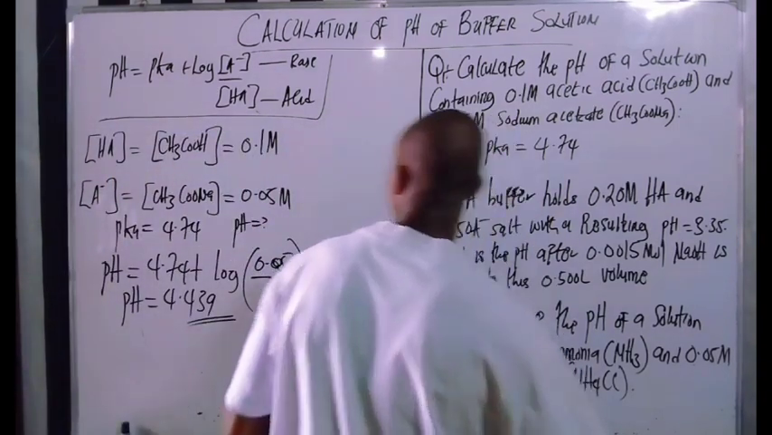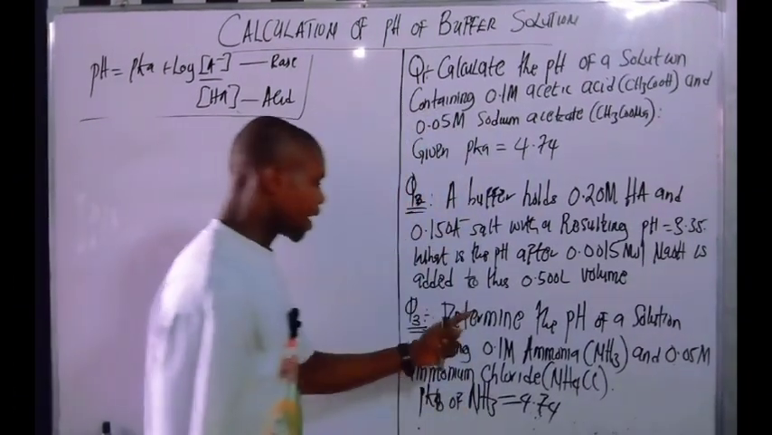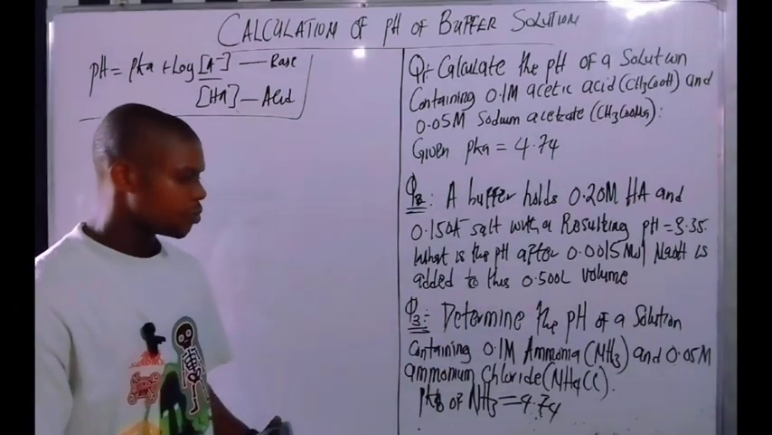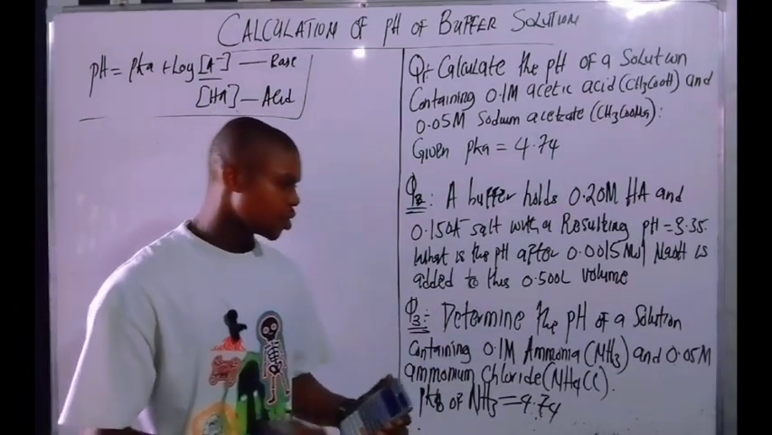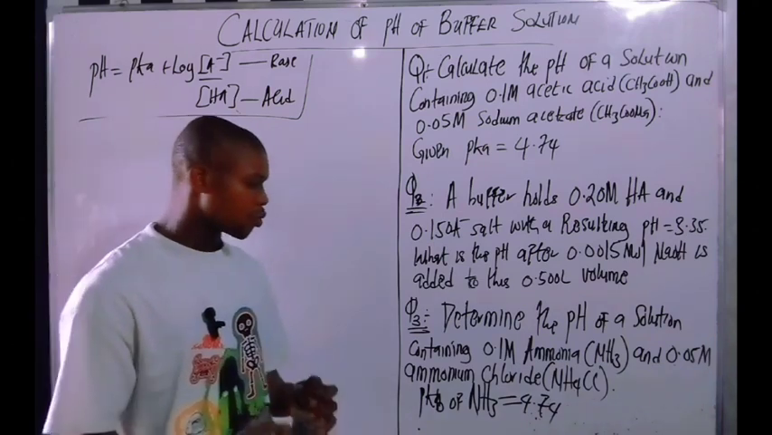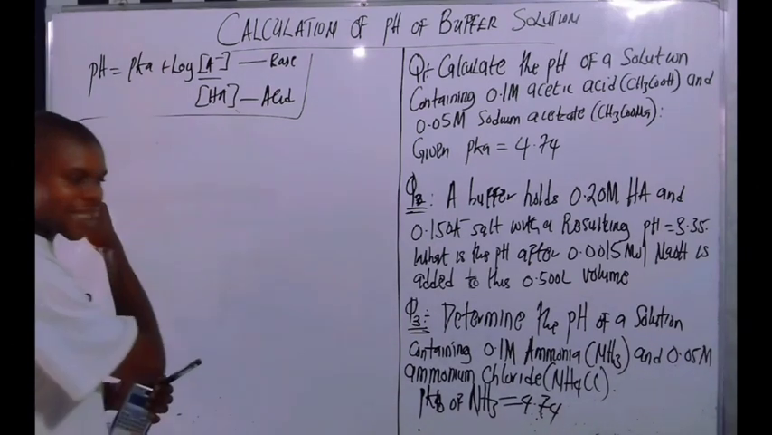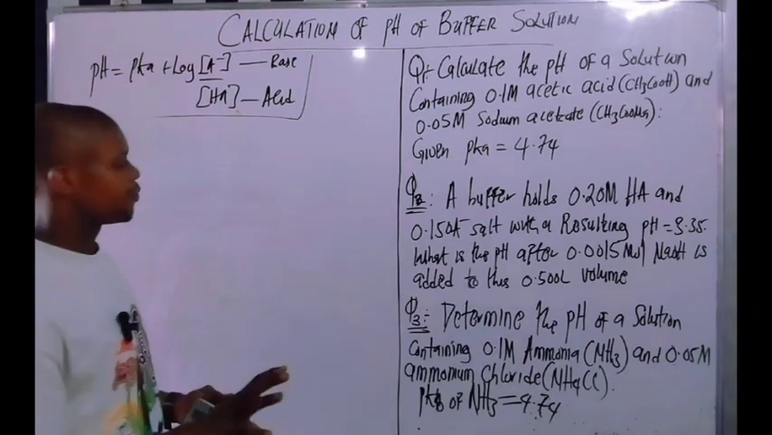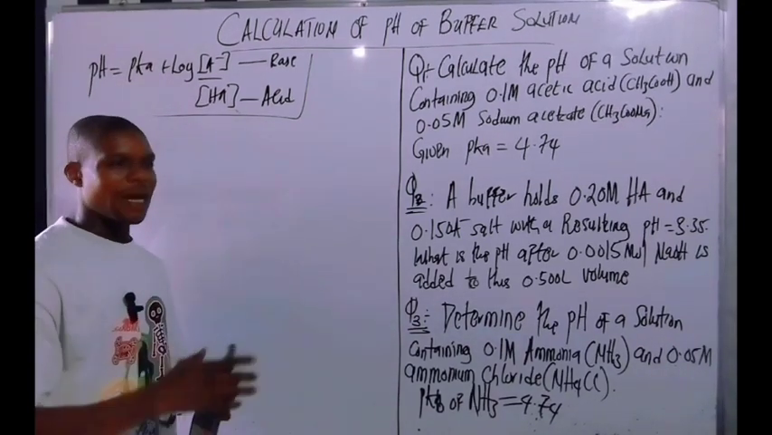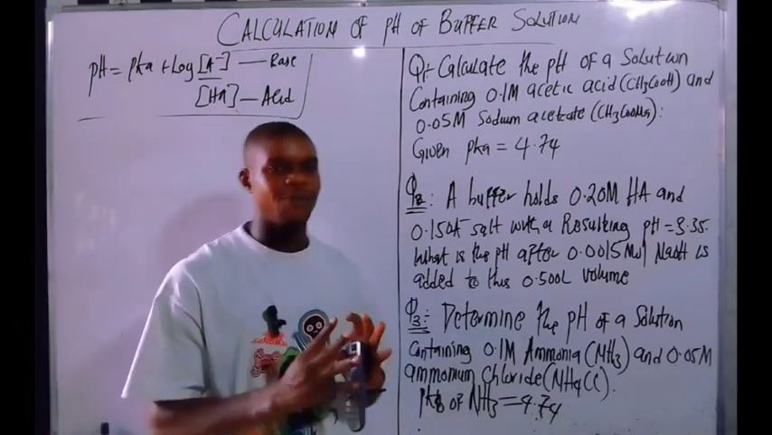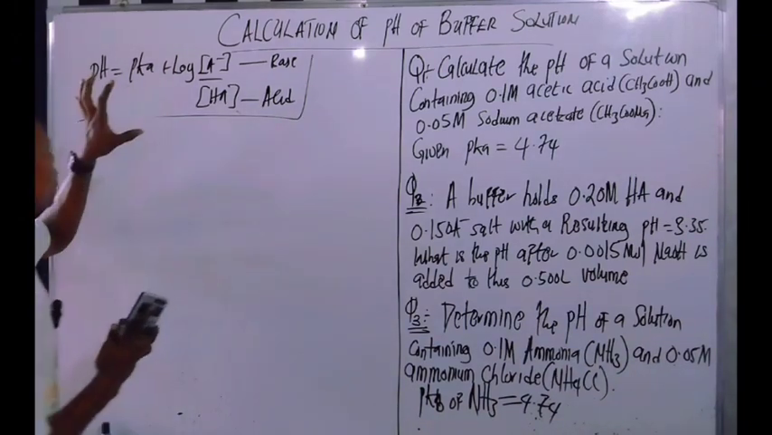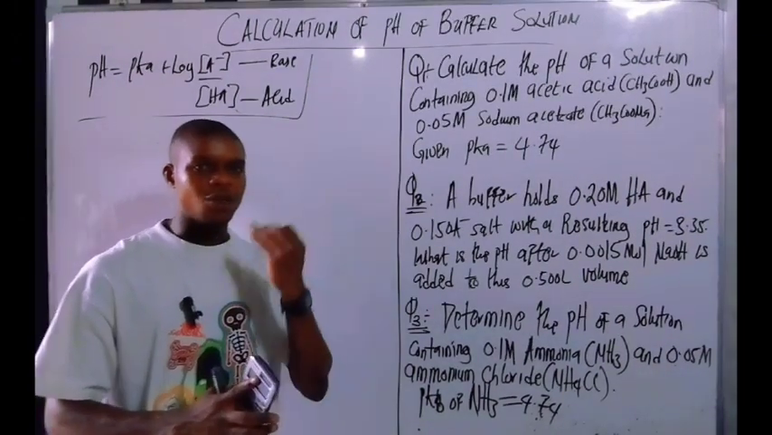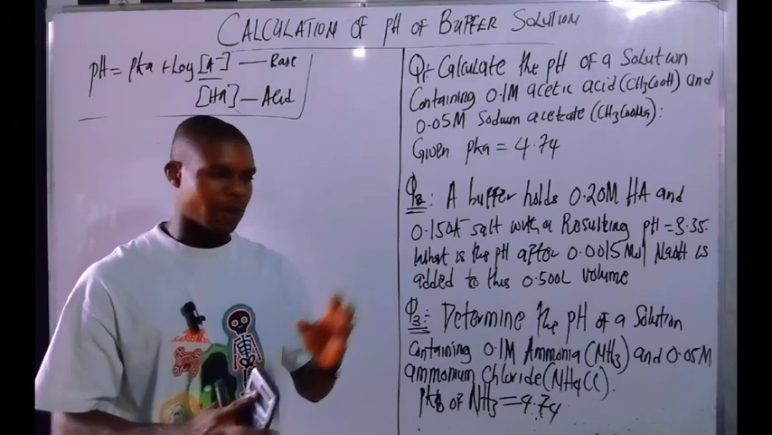The third question: determine the pH of a solution containing 0.1 ammonia and 0.05 ammonium chloride. This is called a basic buffer. This is what you want to know here. Now, for the acid buffer and the basic buffer, you're also using the Henderson-Hasselbalch equation in your calculation, but you have to make some little changes when it comes to this one.